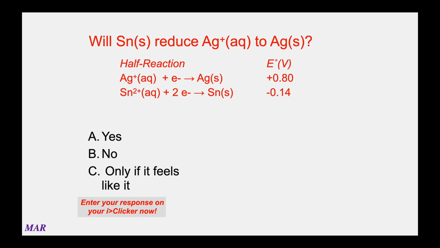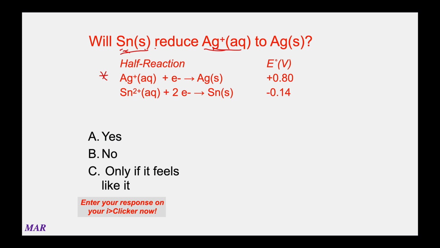Now, the question is, will tin reduce silver? It's not about silver metal, it's silver plus. So what that means then is that the tin and the silver plus are going to be our reactants. The tin and the silver plus are going to give you the yes, no, or only if it feels like it answer. Why that's important is that in the half reactions, we have silver plus as a reactant. So we're going to use that one as is.